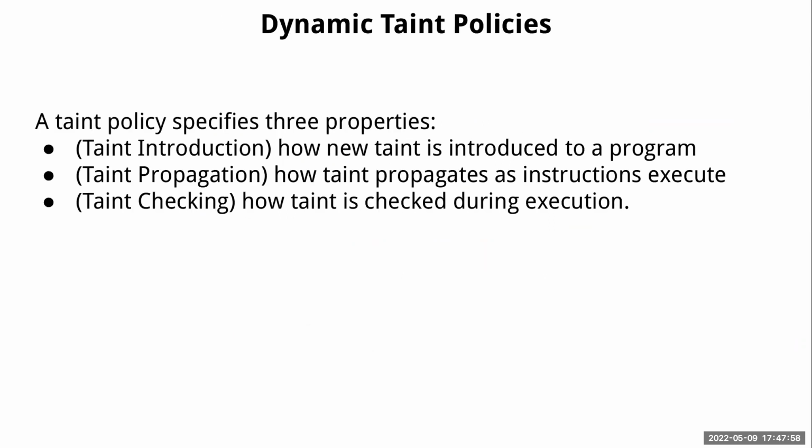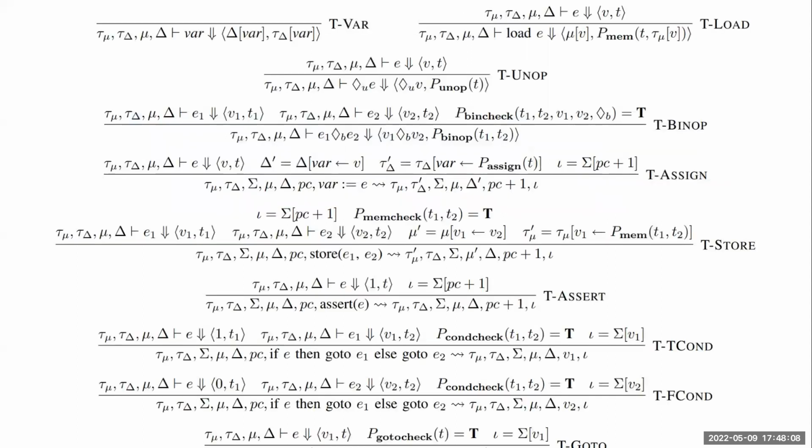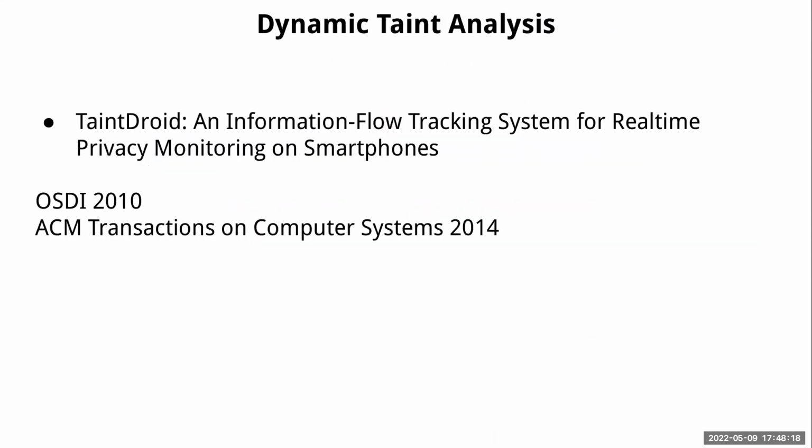Then the taint can be at different layers. It can be at the source code layer. It can be at the machine code layer. It can be at the register layer. So this one defines all those taint rules. I will use one example to show you.